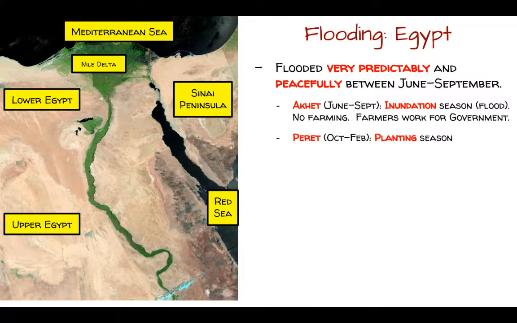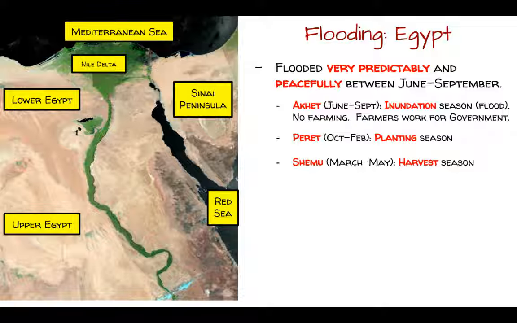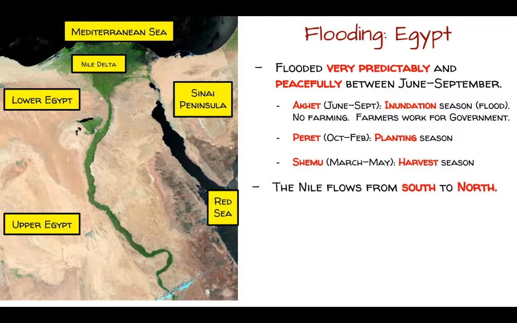A second season in the Egyptian calendar was called Piret, and that was when the farmers would be released from their burden tax and they would return to their farms and they would begin planting for the next harvest. And then you have Shemu, which is from March to May, and that is when the crops have grown and they're ready to be harvested. So you'll have farmers working their land, picking plants, sickling plants, and collecting food to eventually help feed and drive the civilization.